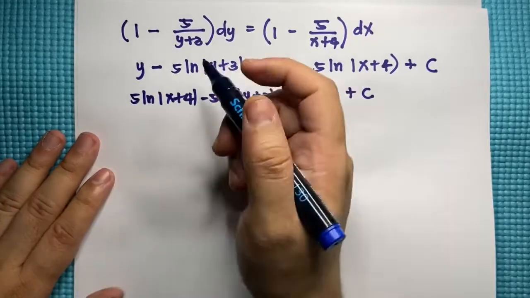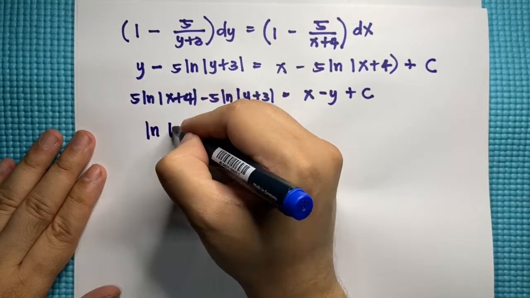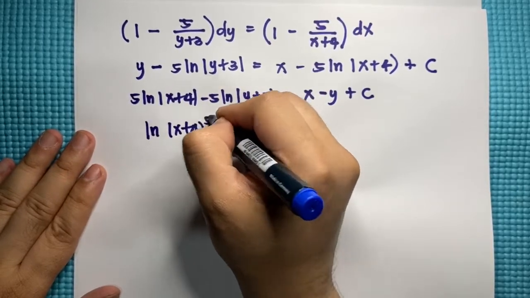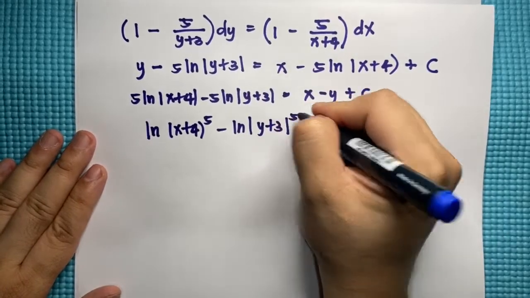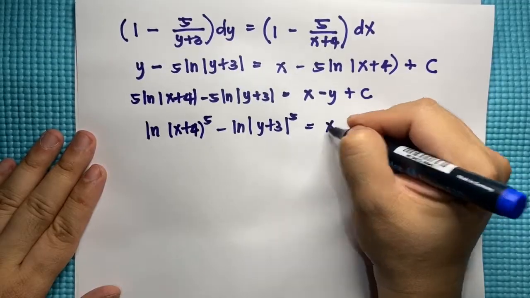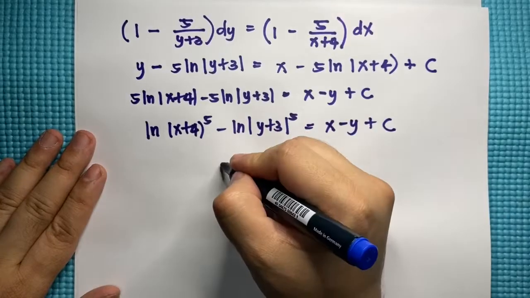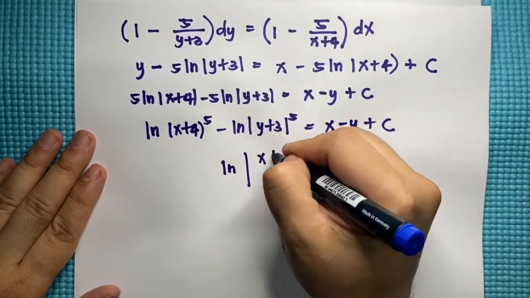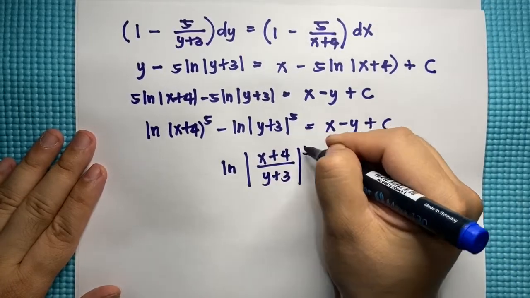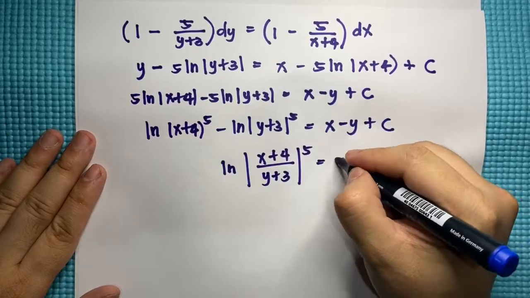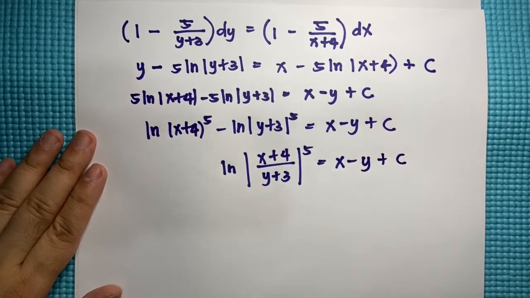To combine the two natural logarithm functions, we could have ln of x plus 4 raised to 5 minus ln of y plus 3. Using properties of logarithms, that's the same, so it would be x minus y plus c. Combining the two, that would give us ln of x plus 4 over y plus 3, raised to 5, is equal to x minus y plus c.